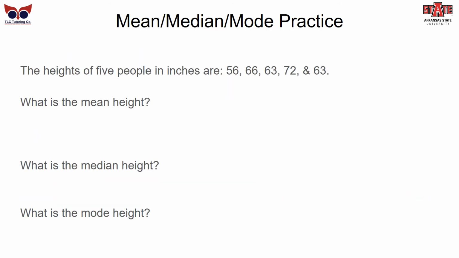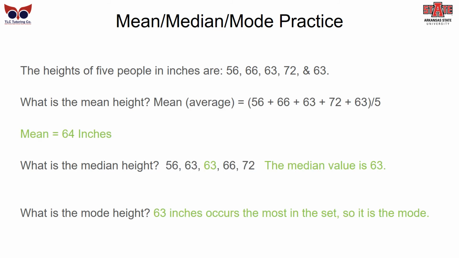So here's a little example. The heights of 5 people in inches are 56, 66, 63, 72, and 63. We want to know what's the mean, median, and mode height of this group. So the mean would be the average. We're going to sum them up. Because there's 5 people, we divide by 5. And the mean height is 64 inches.